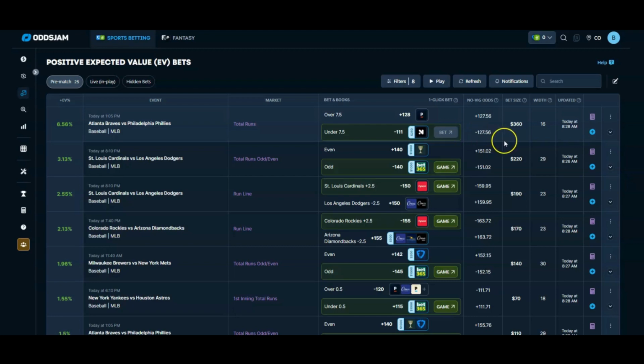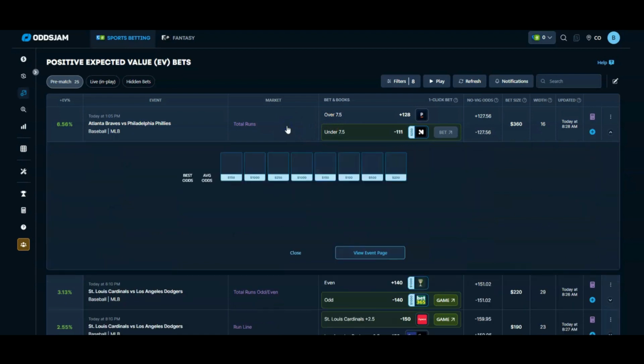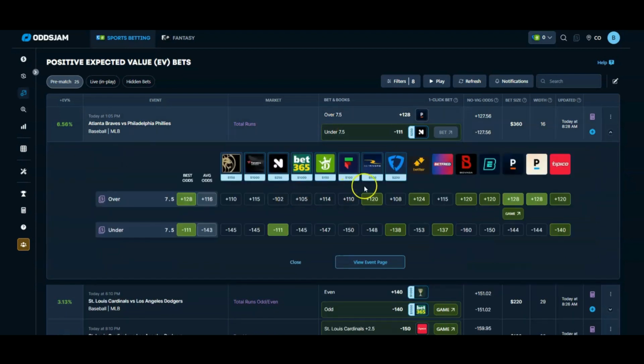But you can open this up and see that there's a market width of 16. That's a sort of confidence level. The lower the number, the higher the confidence level, and the pricing is tighter with the sports books. So this is a total runs under 7.5, Phillies, Braves. We're going to open this up and see the other sports books.